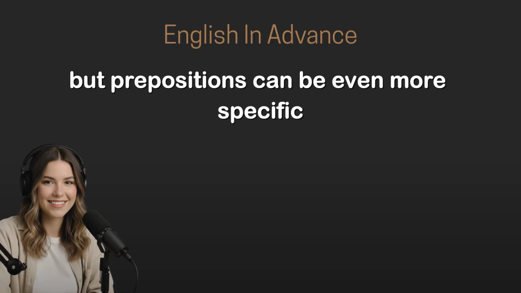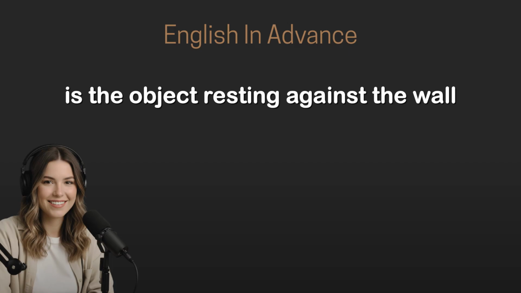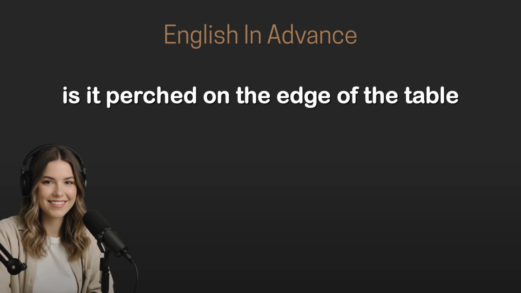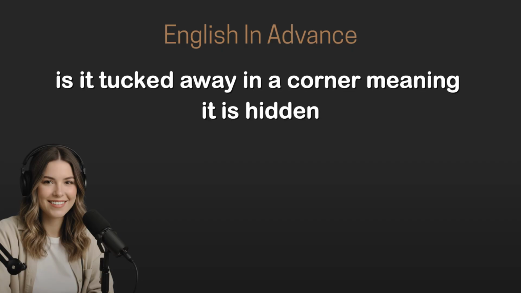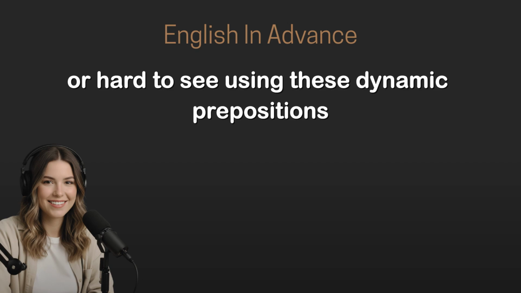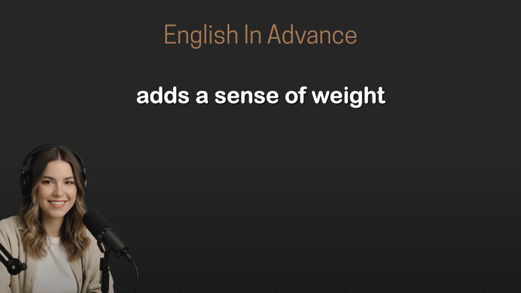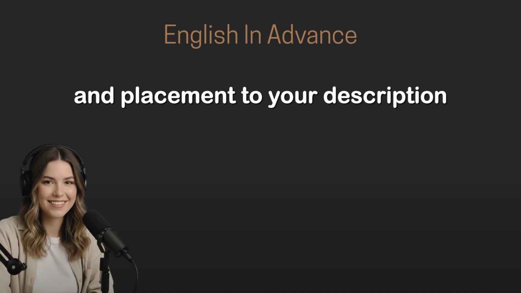But prepositions can be even more specific. Is the object resting against the wall? Is it perched on the edge of the table, meaning it looks like it might fall off? Is it tucked away in a corner, meaning it is hidden or hard to see? Using these dynamic prepositions adds a sense of weight and placement to your description.